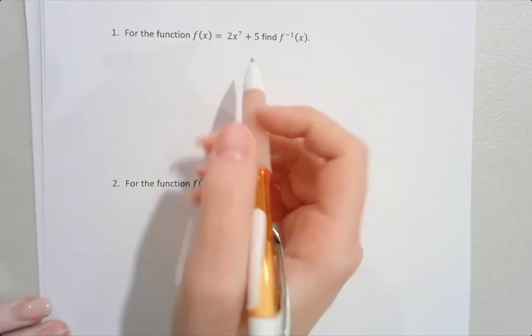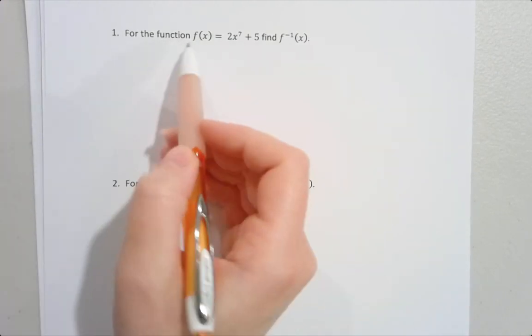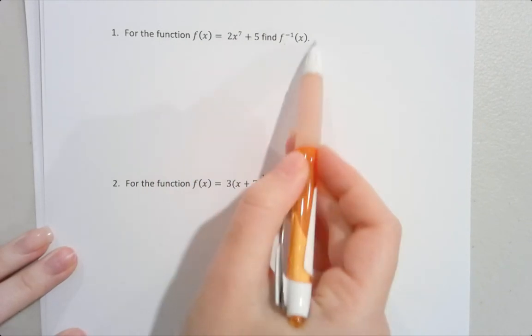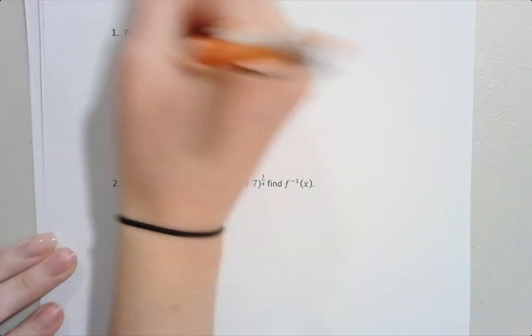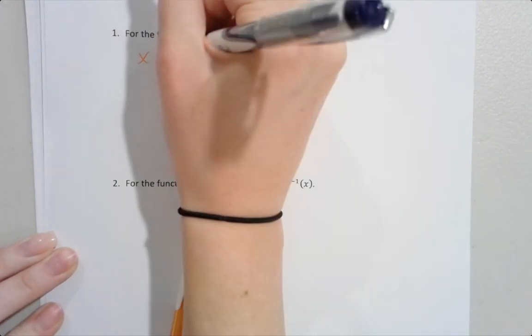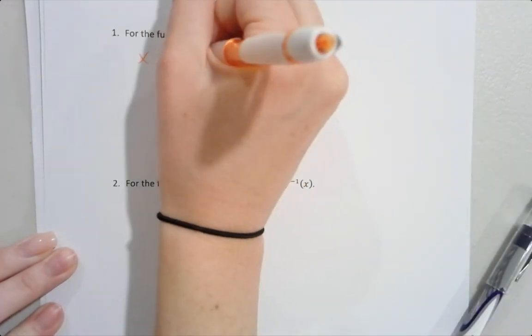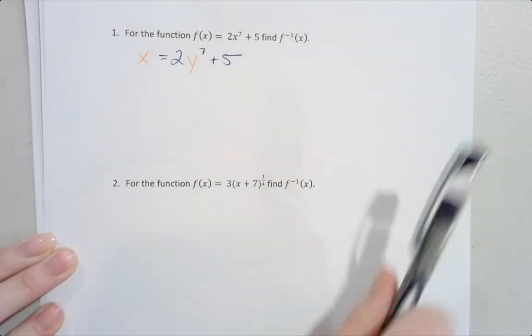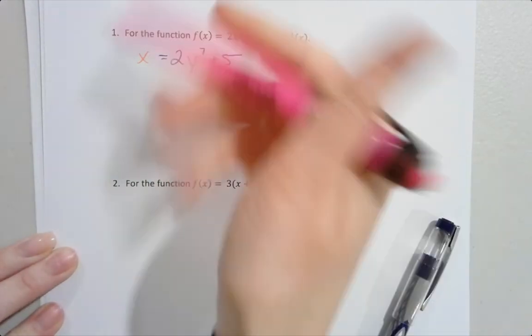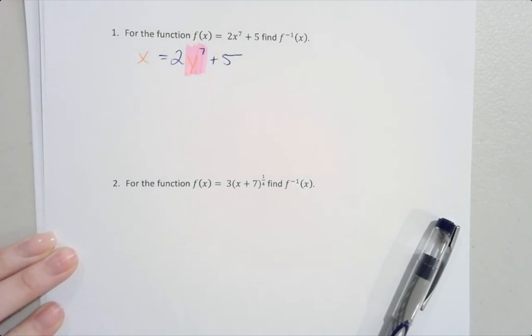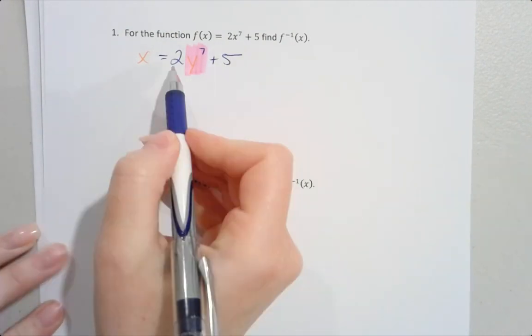Let's switch this x and y. Again, these directions look similar to each other from the last one, but they're still asking us, here's a function, find its inverse. So we've got x equal to 2y to the 7th plus 5. If I want to get this y to the 7th, I'm going to use my highlighter for a visual effect here. I need to get rid of the 5 and I need to get rid of the 2.